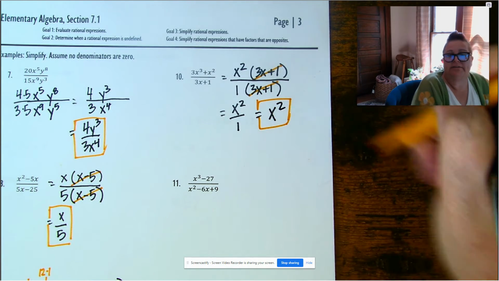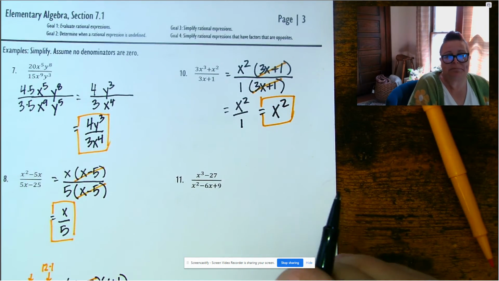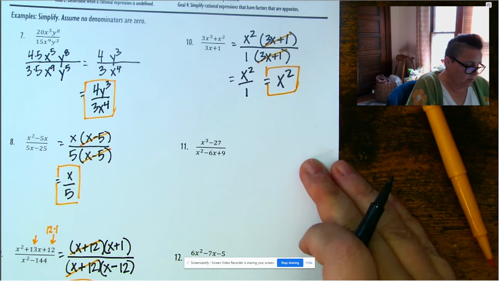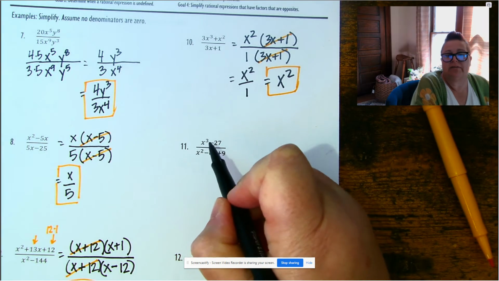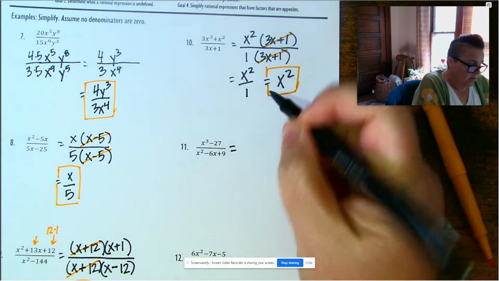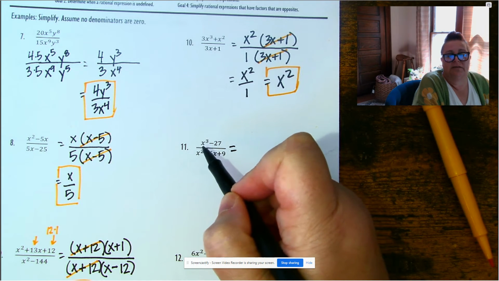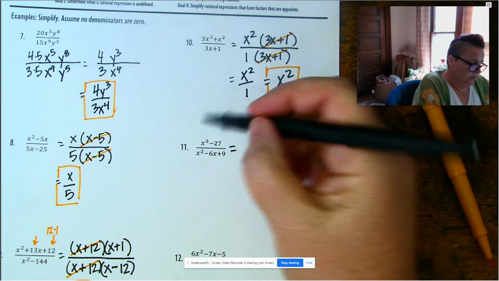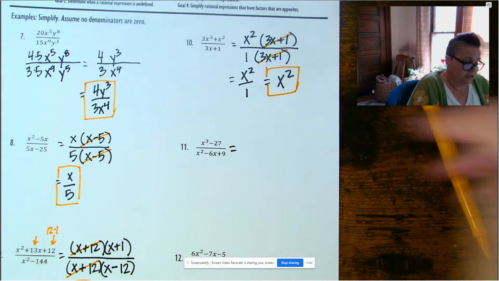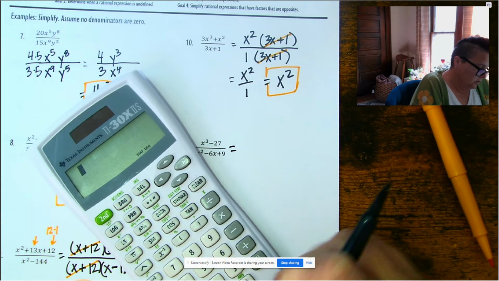There we are, factored. All right, let's try problem number 11. Problem number 11, in the numerator, I have two terms. I have an x cubed and a minus 27. Now, this is a difference, but these aren't squares. X cubed is a cube. So I want to check and see if 27 is a cube. Is 27 a cube too?